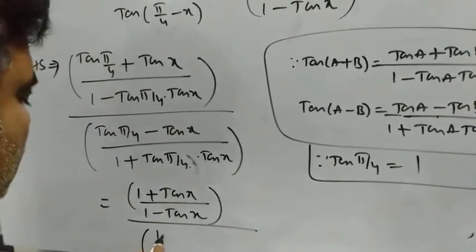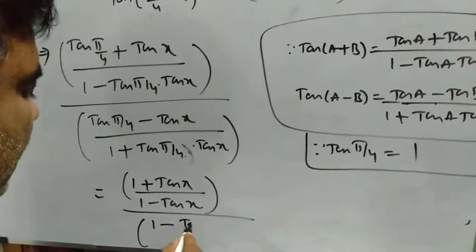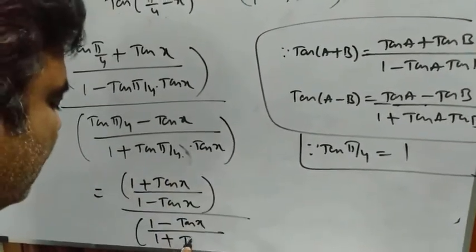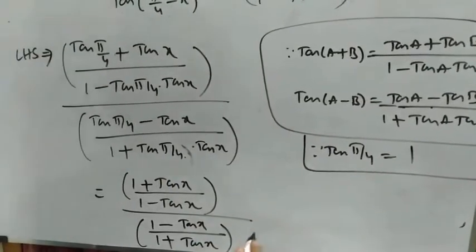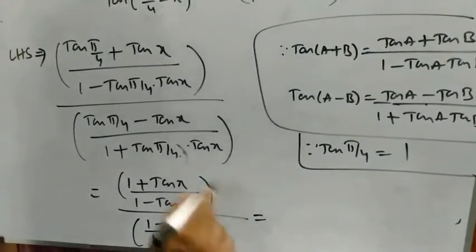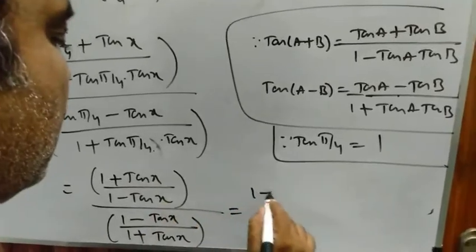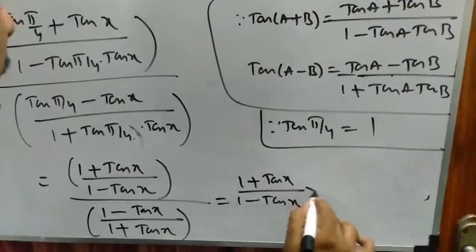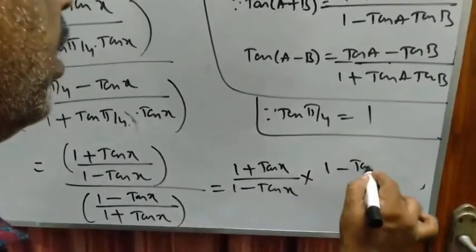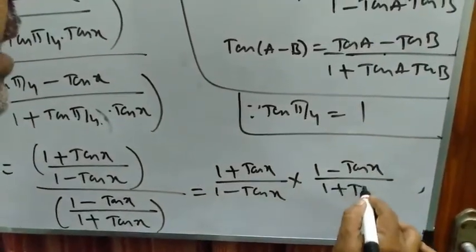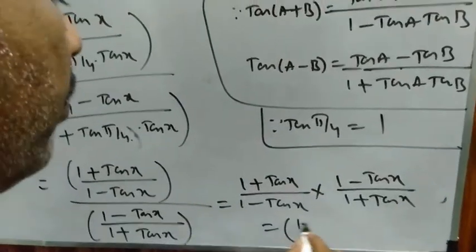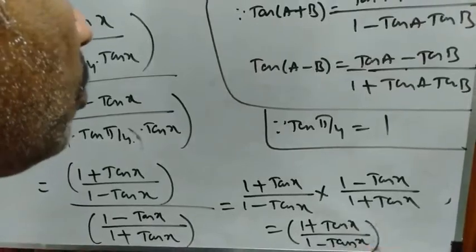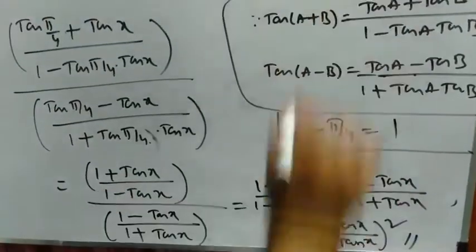So in the denominator also you will have 1 minus tan x by 1 plus tan pi by 4, which is 1, again it is tan x. So the fraction will become reciprocal on writing in numerator. So 1 plus tan x by 1 minus tan x into 1 minus tan x by 1 plus tan x, or this is 1 plus tan x by 1 minus tan x whole square. That is the required solution.